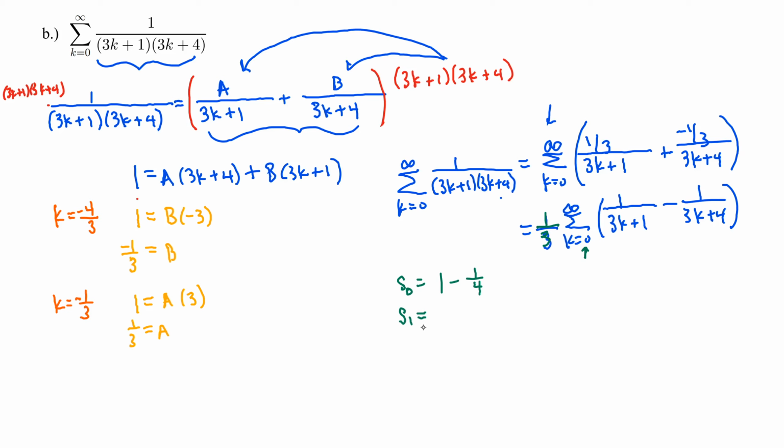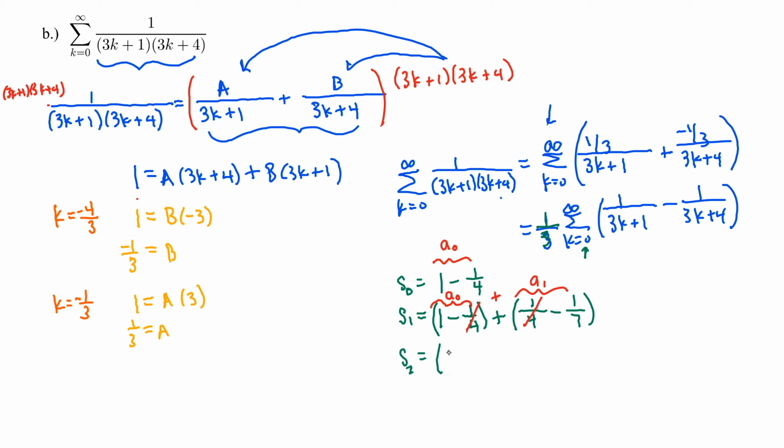Plugging in k equals 1, for our second term, we have 1 over 4 minus 1 over 7. So to be clear here, this is our first term. This is the sum of our first term a0 and the next one a sub 1, and observe those 1/4 cancel and the sum telescopes down to the first and the last value. Let's go ahead and generate another partial sum. Let's do 2 next.